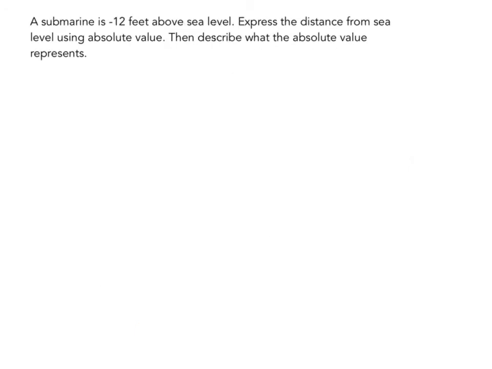This one says a submarine is negative 12 feet above sea level. Express the distance from sea level using absolute value, then describe what the absolute value represents. Okay, let's start with finding our absolute value of negative 12. That's asking us how far from 0 negative 12 is on a number line, and it is 12 spaces to the left, so its distance is positive 12.